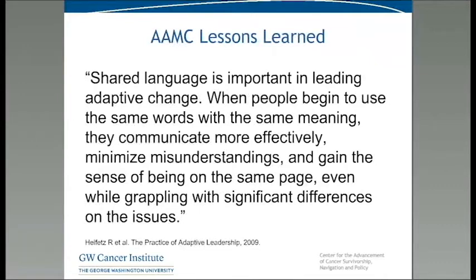This was a lesson learned that was shared by AAMC. Shared language is important in leading adaptive change. When people begin to use the same words with the same meaning, they communicate more effectively, minimize misunderstandings, and gain the sense of being on the same page, even while grappling with significant differences on the issues.